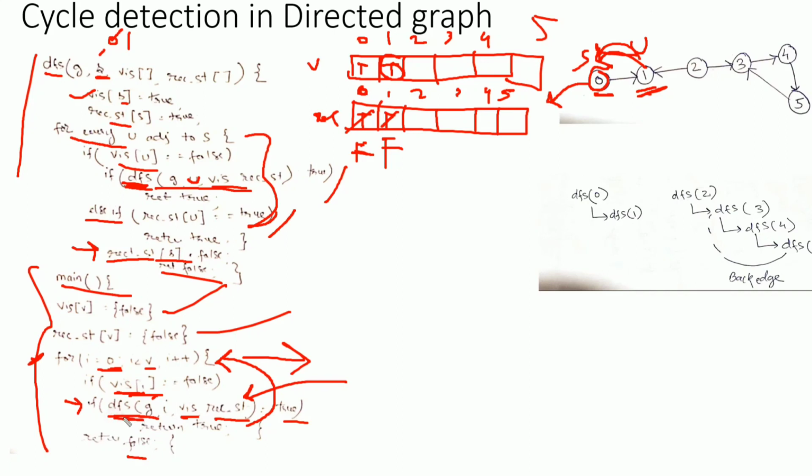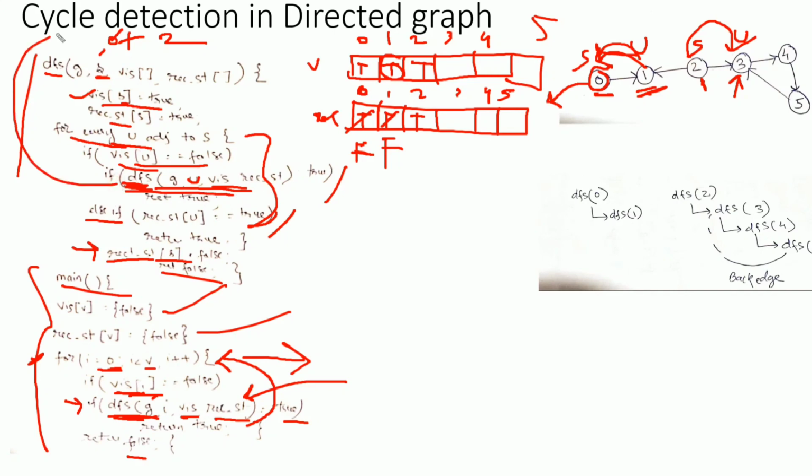Now we'll call the DFS function for vertex 2. Now we will mark visited of 2 as true. We'll mark this also as true. Now for every u adjacent to s, this is s, this is u. So the adjacent vertex from 2 is what? Vertex 3. Now we need to check in the visited array that vertex 3 is not visited. If it is not visited, move to vertex 3, meaning call the DFS function for vertex 3.